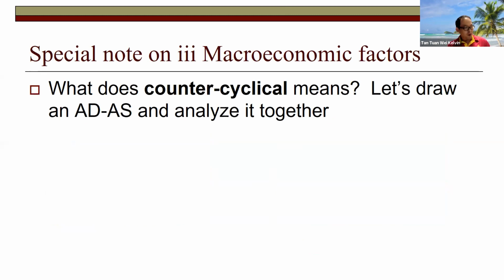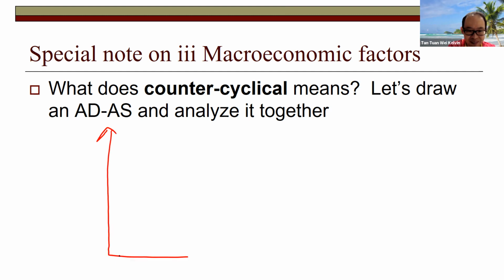Now, I will not go through all the factors in 5.2.9, but I'll look at the term counter-cyclical. If you look at part 3 under macroeconomic factors, do you see the word counter-cyclical? Let me spend one or two minutes to go through this, because this can come out in your case studies, and you often see the term counter-cyclical in many newspapers, so it's good to understand what it means. Let us draw an AD-AS curve and analyze together now.